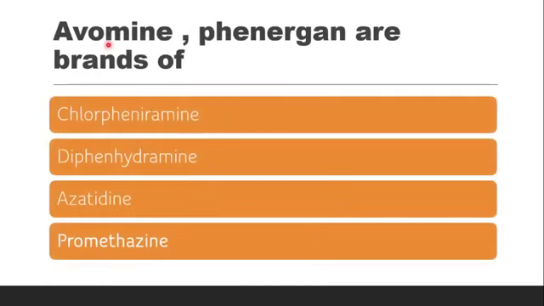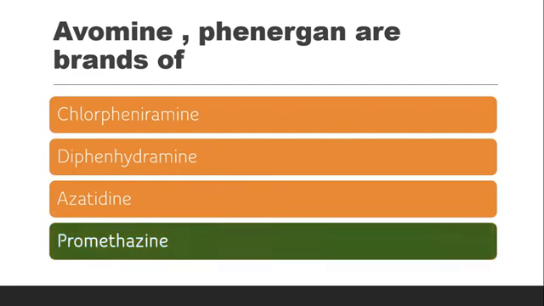Next question is Avomine, Phenergan are the brands of, whether they are brands of chlorpheniramine, diphenhydramine, azatidine or promethazine. The correct answer is promethazine.